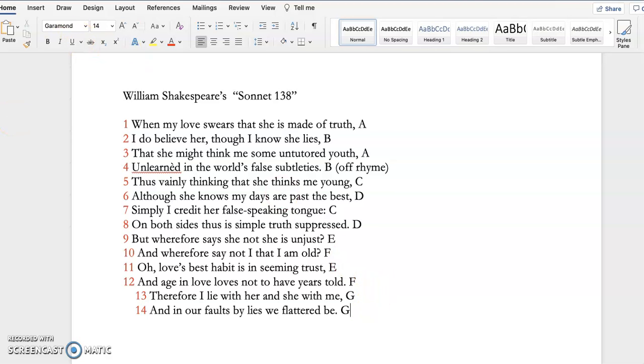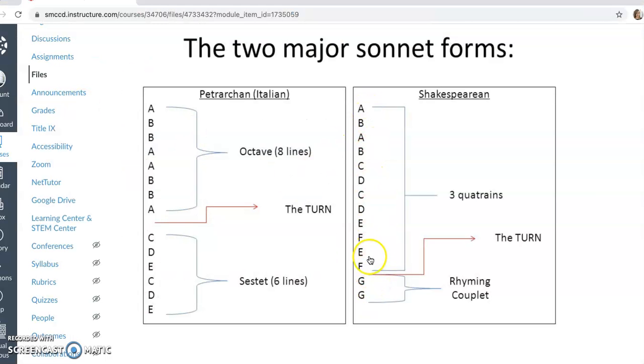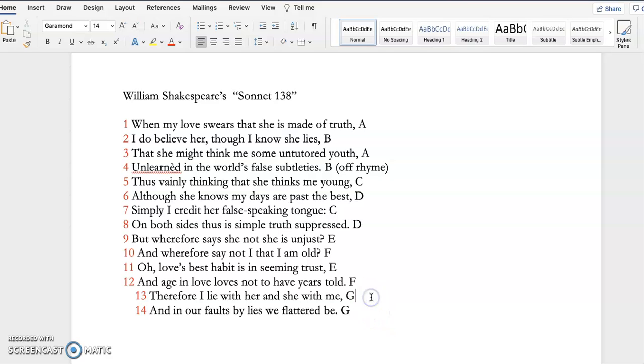Let's go back and look. Yep, it lines up. Now, remember I told you that there was this kind of turn? It's also called the rhyming couplet. So this is the turn. Or if you want to make it simple, this is the solution to whatever issue is being expressed up here. These two lines provide the solution, right?